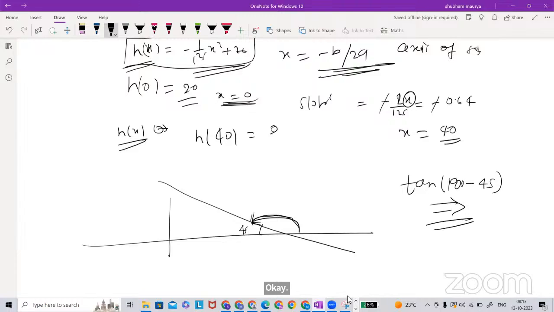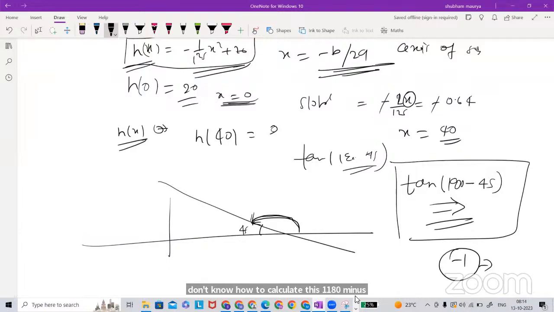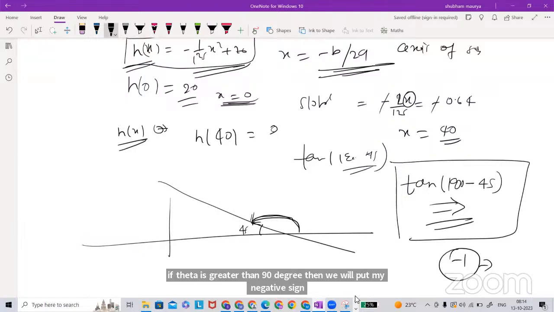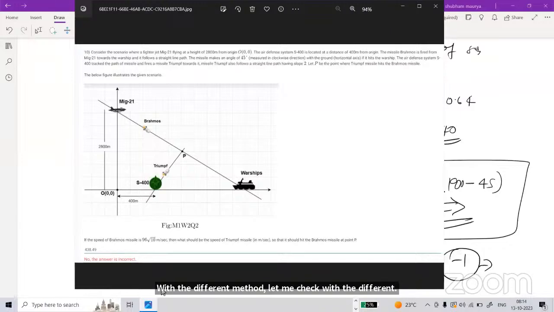You have to calculate it. Otherwise, without calculating this, how can we solve? Suppose you don't know this triangle thing, then how will you calculate? The value is -1; we know that. But suppose somebody doesn't know how to calculate tan of 180 minus 45, without calculating it, how can we find the slope? Sir, if theta is greater than 90 degrees, then we put a negative sign. That's fine. Does anyone have a different method, without knowing the tan value? Let me check.